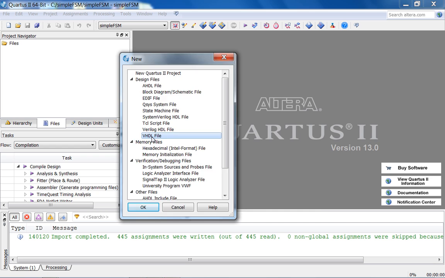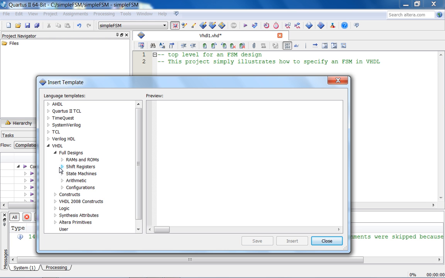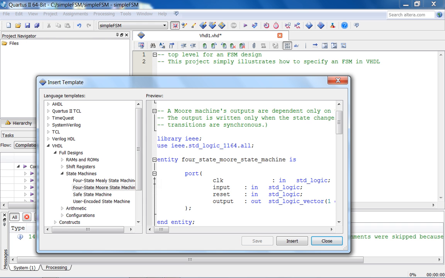So here we go. Top level for the FSM design. This project simply illustrates how to specify an FSM in VHDL. Again, if you forget, which you shouldn't, you can right click, go to Insert Template, VHDL, Full Designs, State Machines. For example, here's a four-state Moore machine. Boom. There's also a Mealy machine, safe state machine, etc.